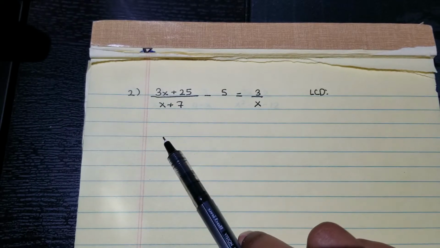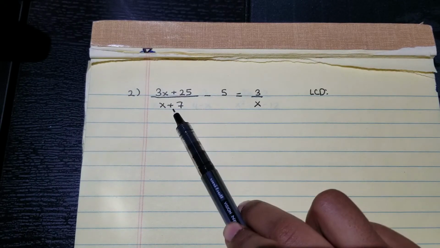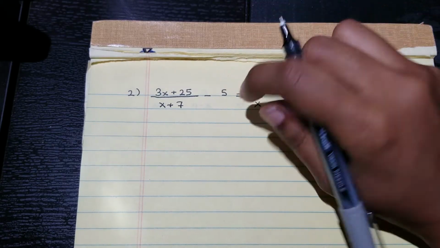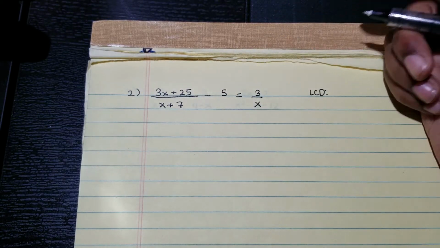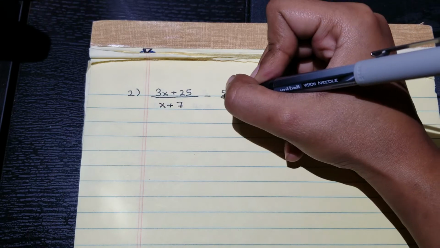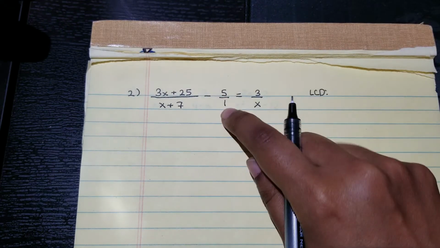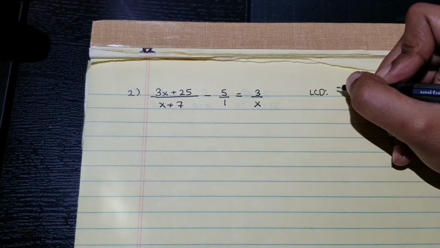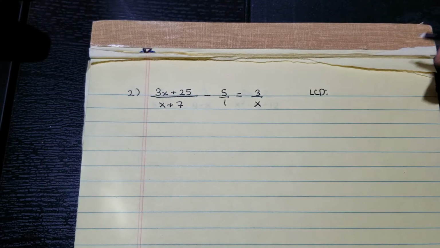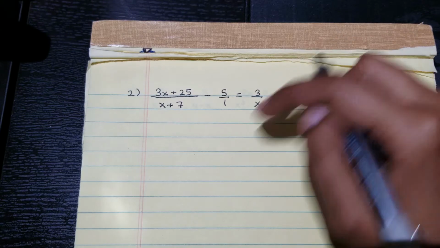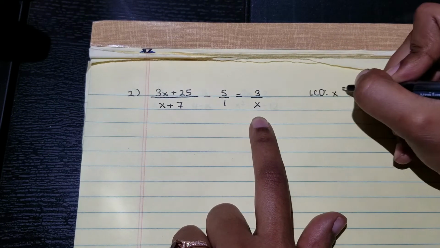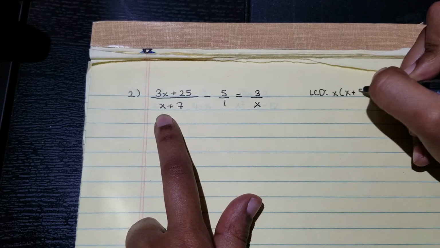So we have x plus 7 as one of the denominators in the first term, and this 5 doesn't have a denominator, but we can turn this 5 into a fraction by putting it over 1. So now 1 is in the denominator, and this term has an x. So our LCD is going to be a combination of that. Anything times 1 is itself, so I'm not even going to include it in the denominator. So our denominator is going to be x, then x plus 7.